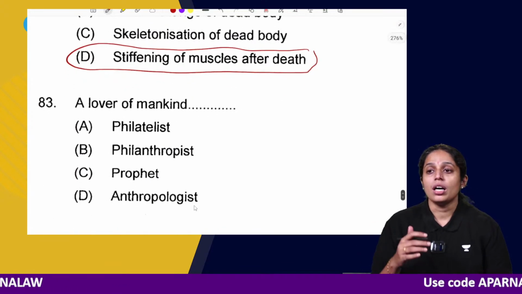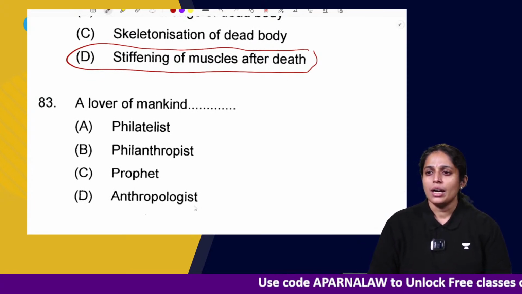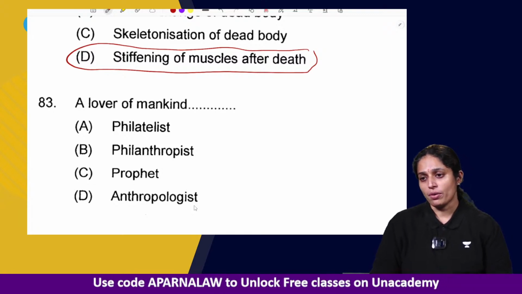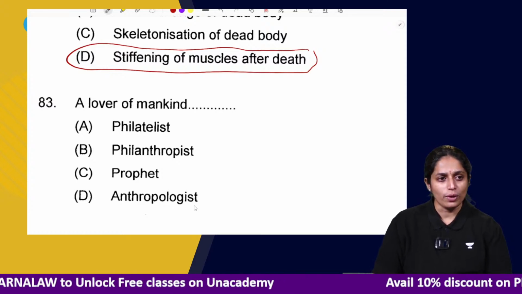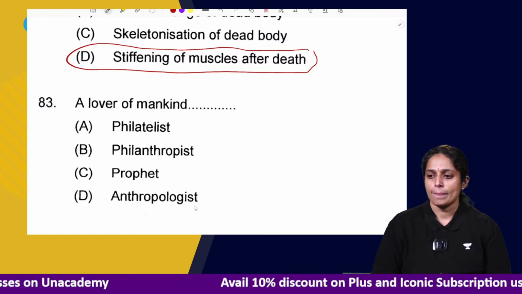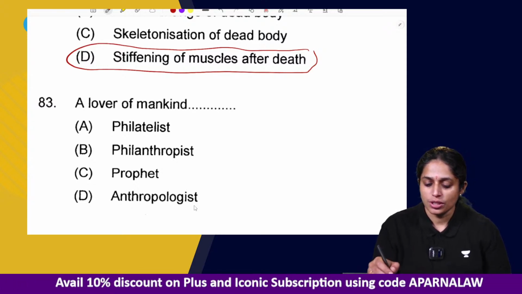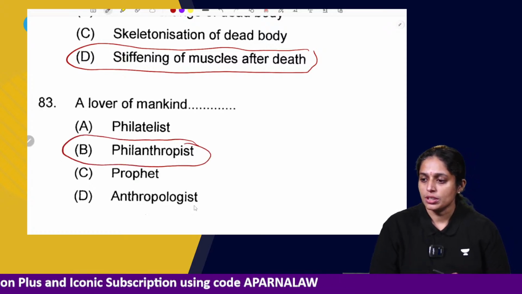A person who loves mankind, a lover of mankind, is known as A, philatelist, B, philanthropist, C, prophet, and D, anthropologist. A lover of mankind. It is philanthropist, B.